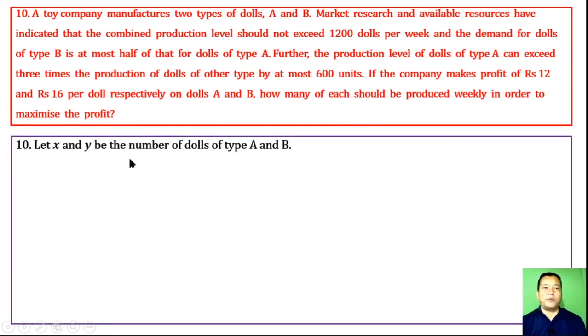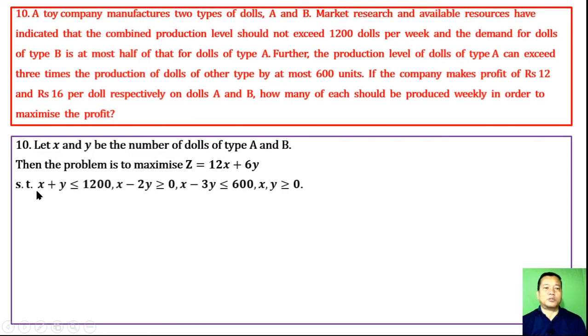Let X and Y be the number of dolls of type A and B. Then the problem is to maximize Z equal to 12X plus 16Y, the profit. Subject to the constraints X plus Y should be less than or equal to 1,200, X minus 2Y should be greater than or equal to 0, X minus 3Y should be less than or equal to 600, and X, Y should be greater than or equal to 0.